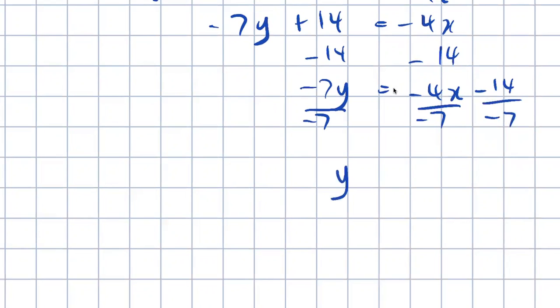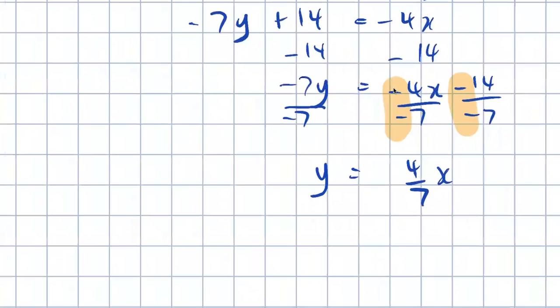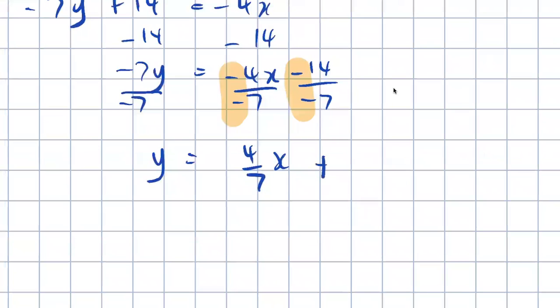And therefore, I get y is equal to, now negative divided by negative gives me a positive, so that's 4 over 7x. Those two negatives cancel out here, so it's important just to note that they go, it's convenient, as do these ones. So it becomes plus, and 14 divided by 7 over 2.